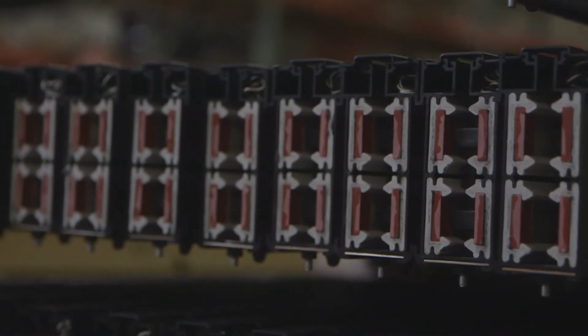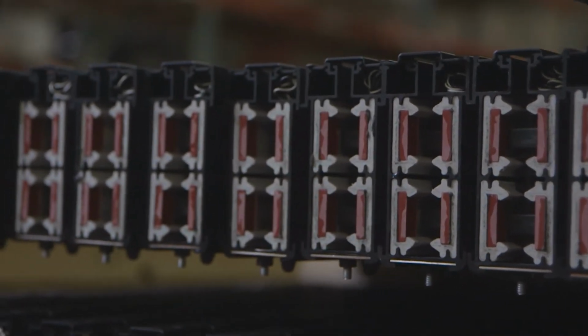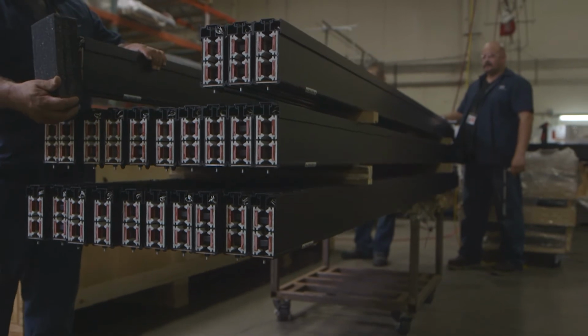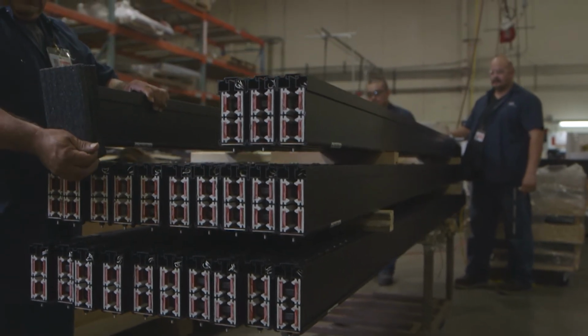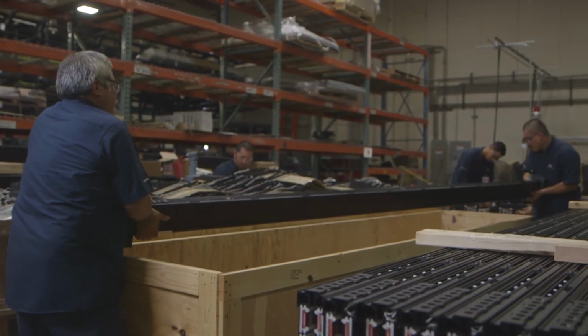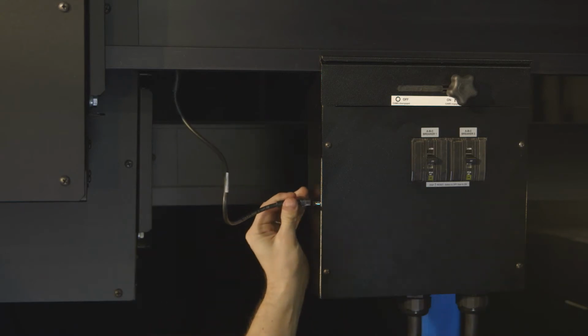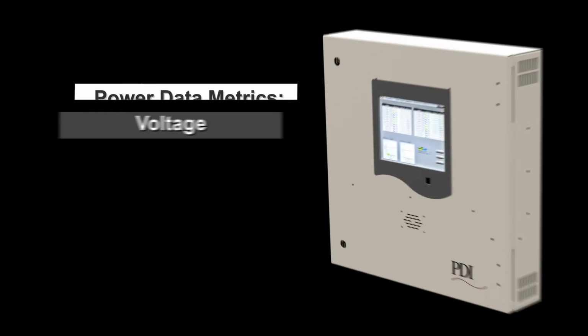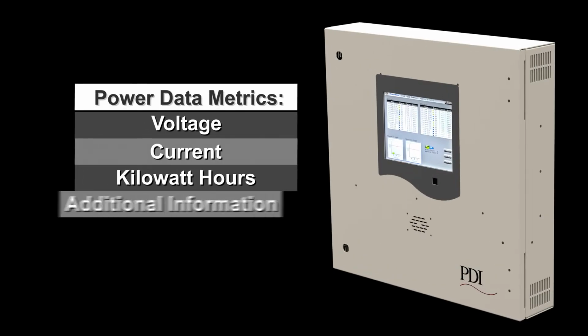PowerWave 2 bus system's Toughrail technology provides a rugged exterior casing to ensure each busway network can withstand the abusive installation on an active job site. An integrated channel for PDI's patented branch circuit monitoring system offers real-time metrics for all your power needs, including voltage, current, kilowatt hours, plus a host of other power data.